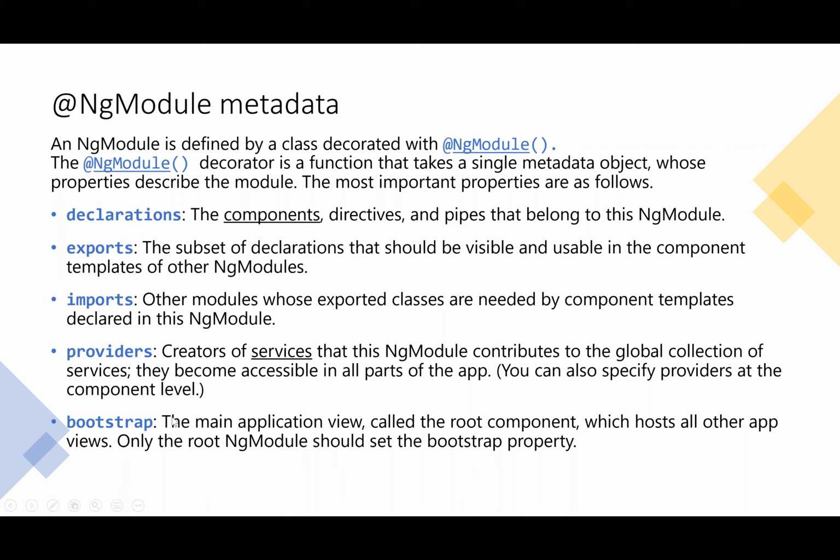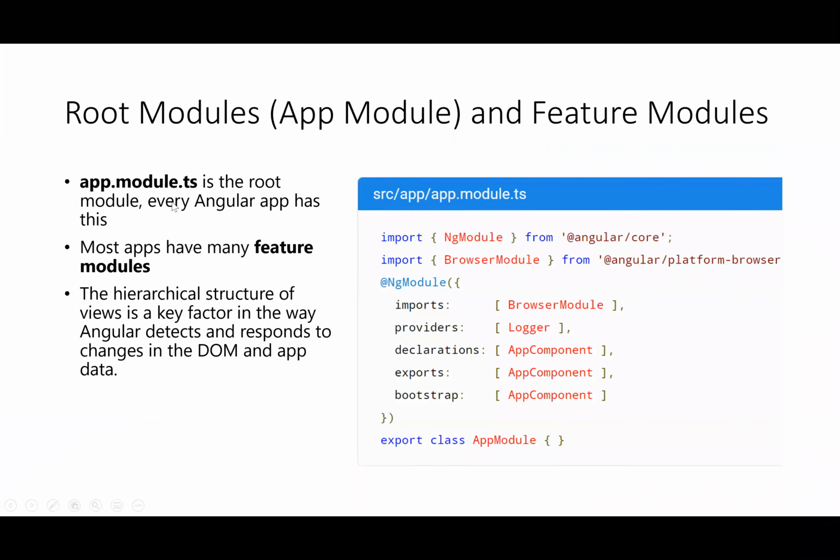Bootstrap. So bootstrap is the main application view called the root component, which hosts all other app views, and only the root NgModule should set up the bootstrap property. Okay, let's go back one slide again to look at the structure. So only the root module, which is the app.module.ts, will have this bootstrap here, and it will always start with the app component, I think. So, okay.